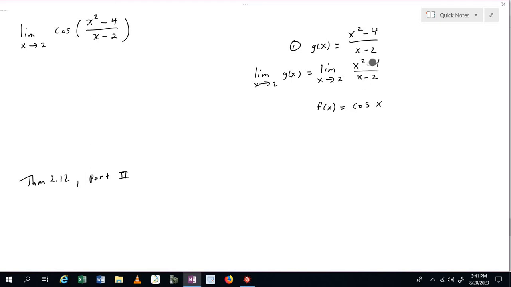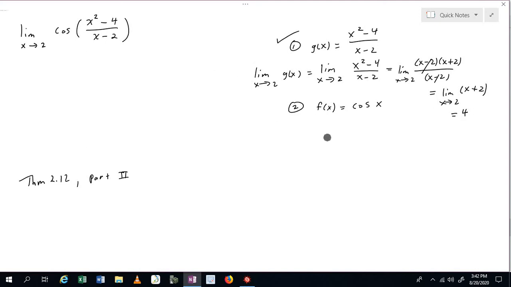Okay, but remember, when you get the form 0 over 0 like this, you try to rewrite it in a determinable form. So I think what you can do here is factor. This top piece factors into x minus 2 times x plus 2. Okay, and you can see the x minus 2's cancel out, and so this limit is the same as the limit of x plus 2 as x approaches 2, which happens to be 4 by direct substitution. So this is equal to a finite number, and we've satisfied this first condition.